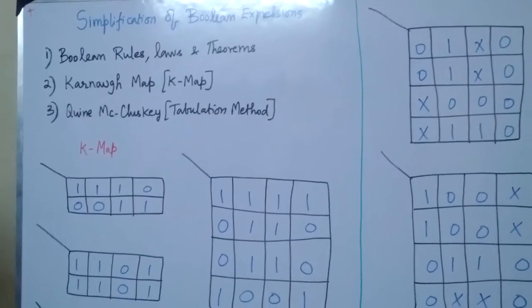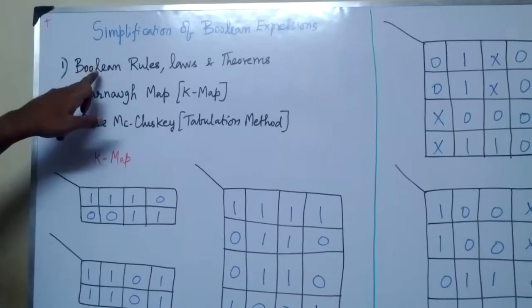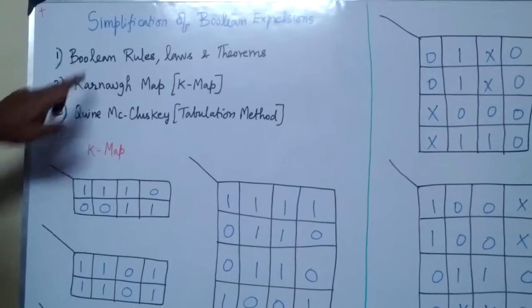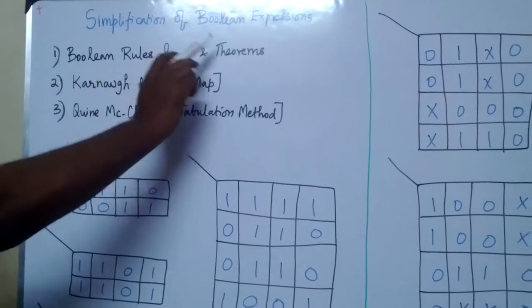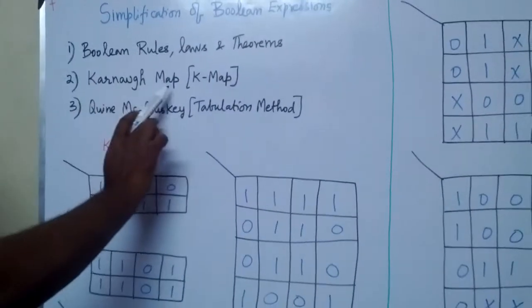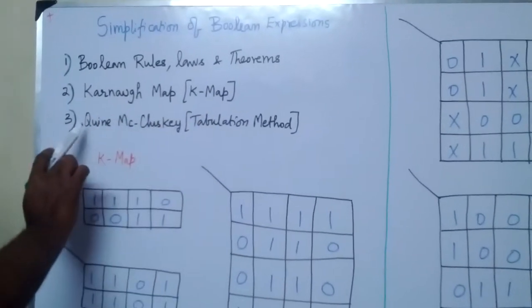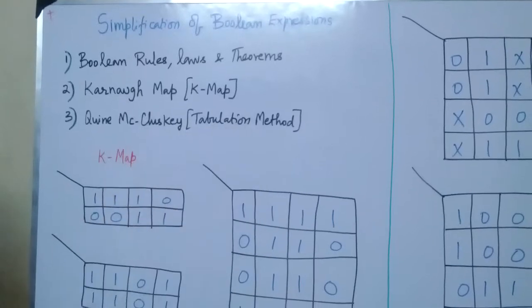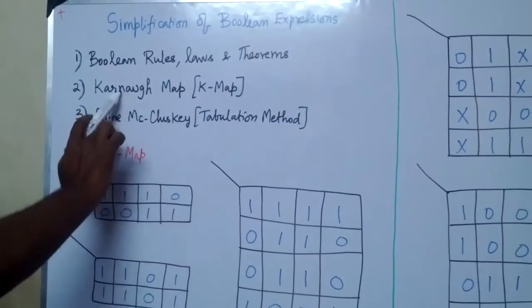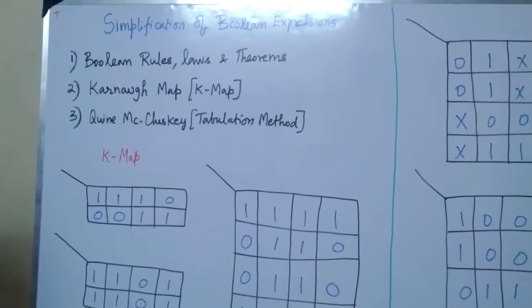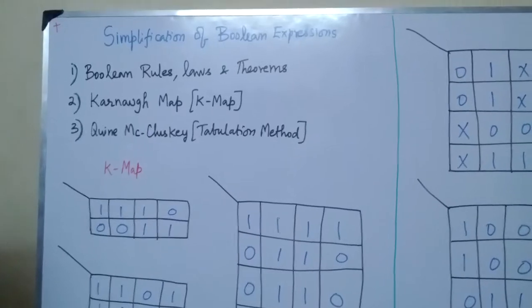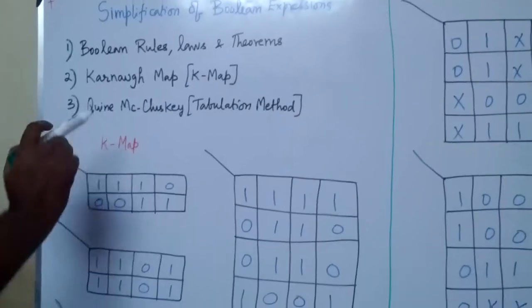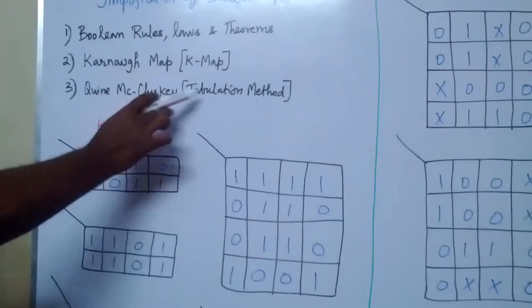This is simplification of Boolean expressions. This is done by using three methods. One by Boolean rules, laws and theorems. Next by K-map, in short it is called K-map. Third one is the tabulation method. Very important are K-map and the tabulation method. Definite 11 marks. In unit 1 they will ask either K-map or tabulation or both.